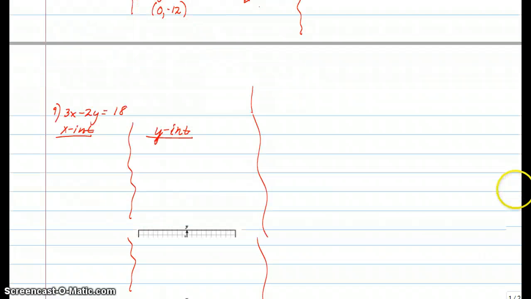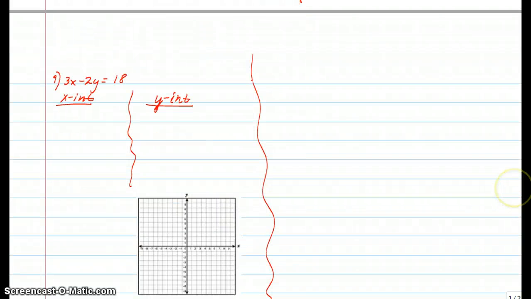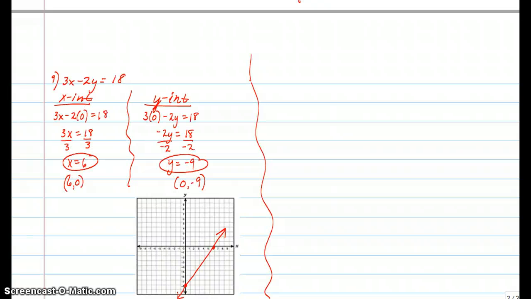Okay, I'd like you to try 3x minus 2y equals 18 on your own. You might want to find the x and y intercepts, check that they're right, then shut the recording back off again, and then graph it, and then check that the graph is right. So as soon as you've gotten your work done, go ahead and turn the recording on to see how you did.